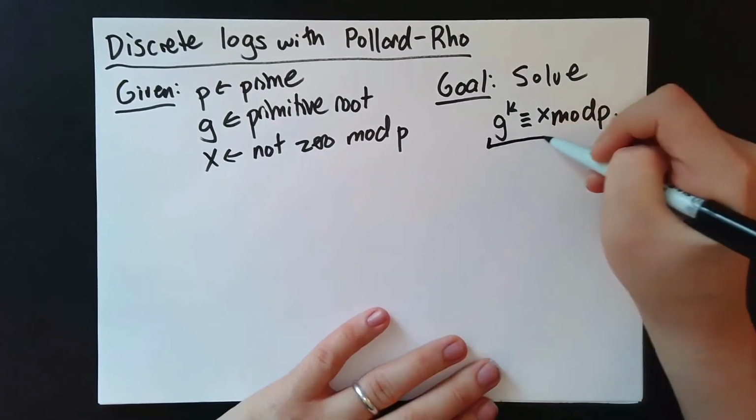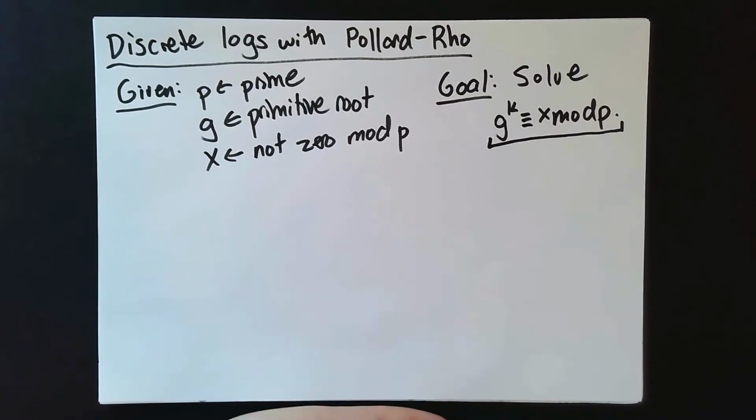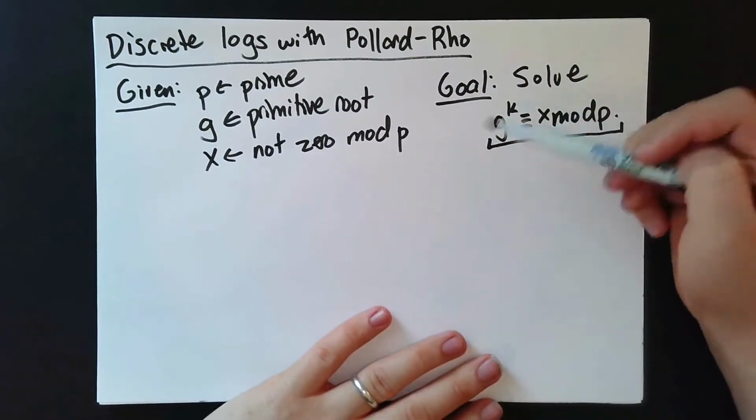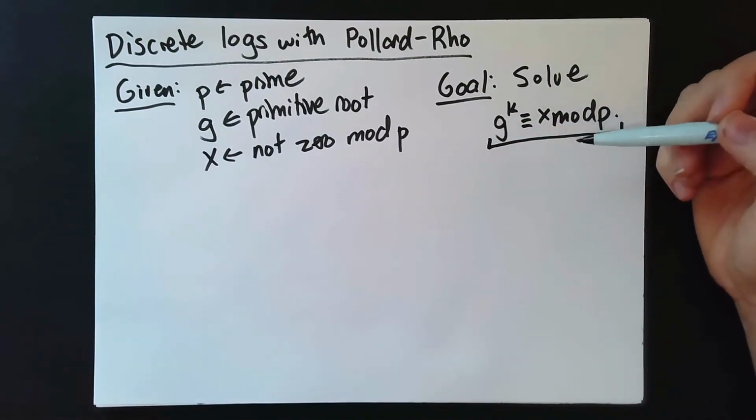Your goal is to solve the equation g to the k is x mod p. And this, it turns out, is a rather difficult equation to solve. Our goal with the Pollard rho discrete log algorithm is actually going to be to generate a much simpler equation that we can solve instead.